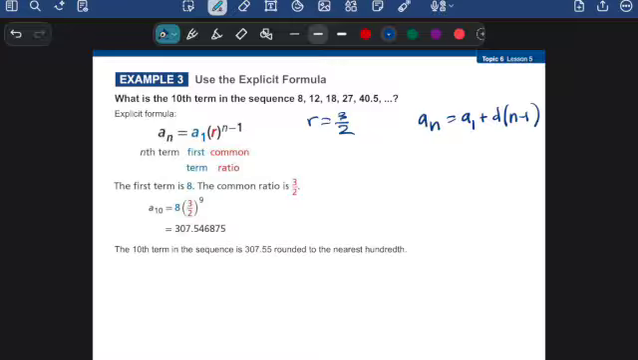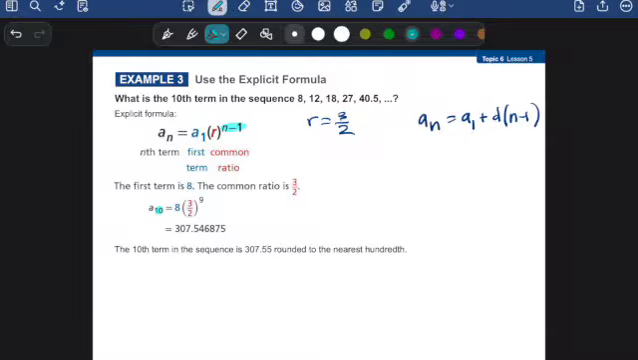Okay? Except since we're multiplying over and over again, what operation is that? Well, that's going to be exponential, right? So now our n minus 1 is going to be in the exponent, and I hope you see something looking familiar here. We're going to take our first term, multiply it by the common ratio, and our n minus 1 will be in the exponent. The number of the term will be in the exponent.